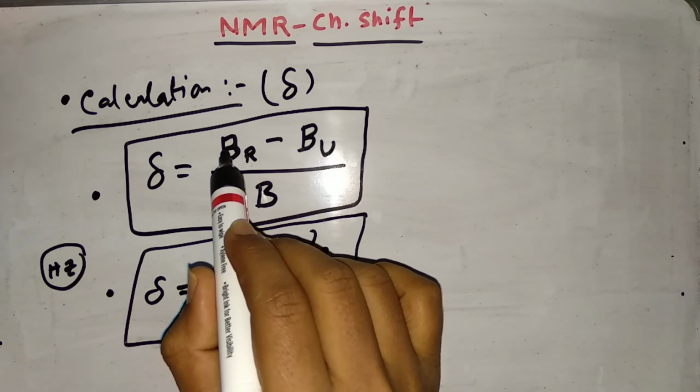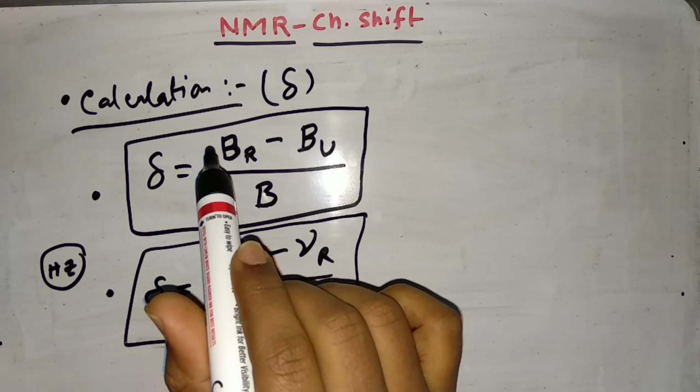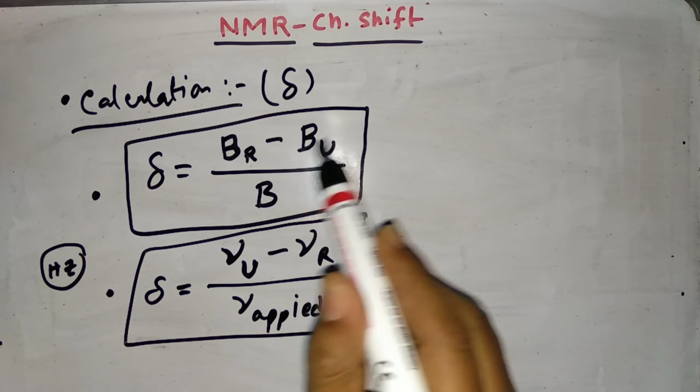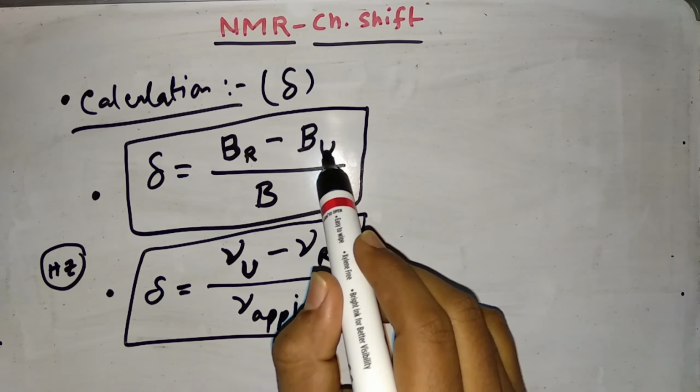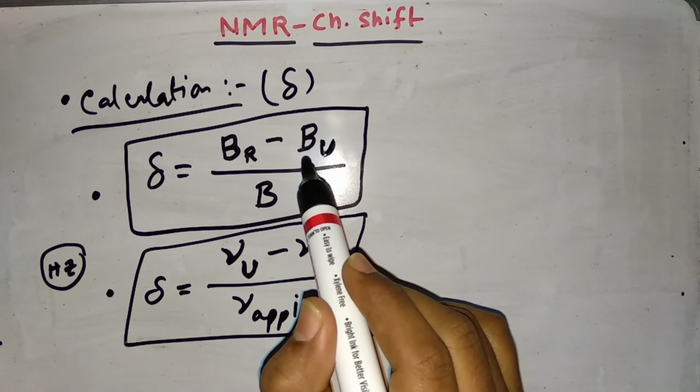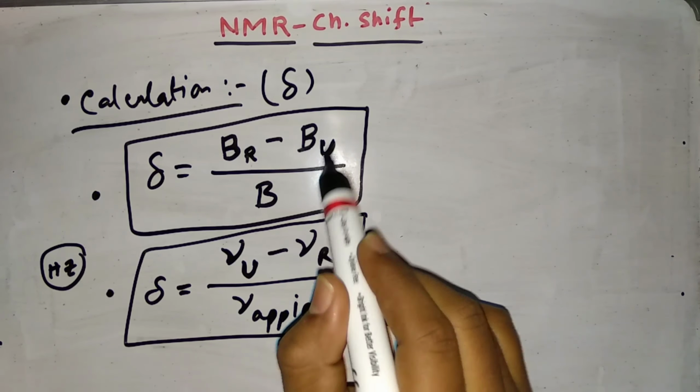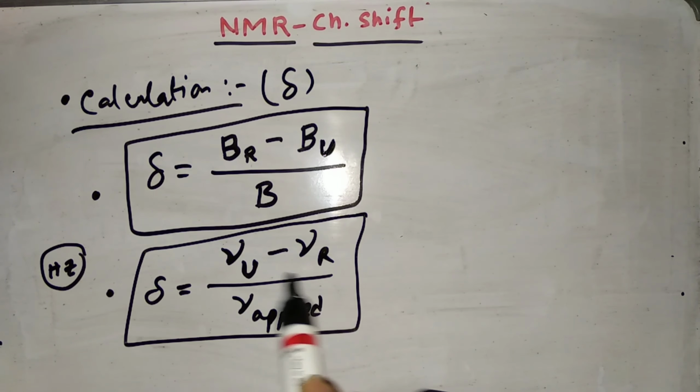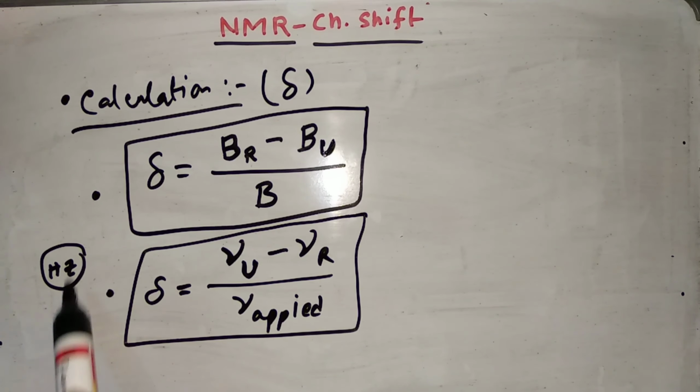So this is the field strength at which the resonance of the protons of the reference system occurs, and this is where the resonance of protons of the unknown system occurs. And here the nu is the frequency, that is in hertz.